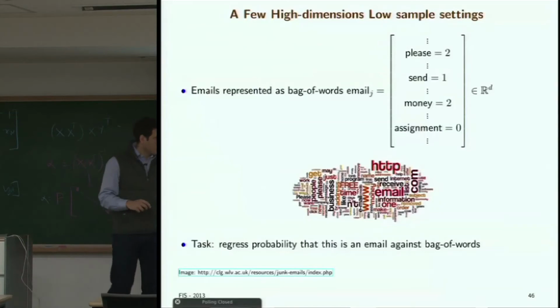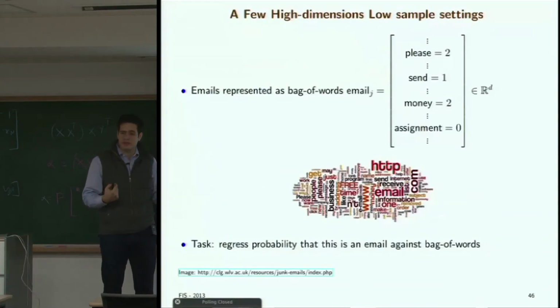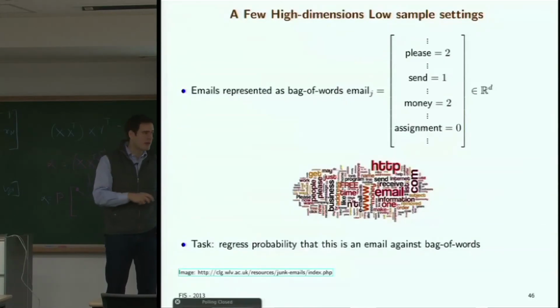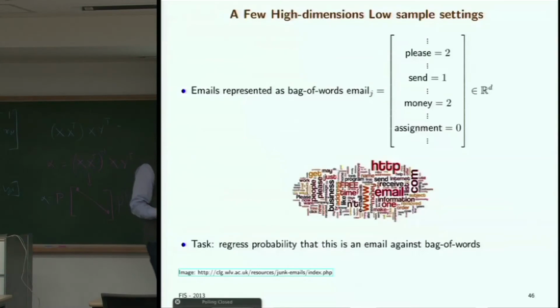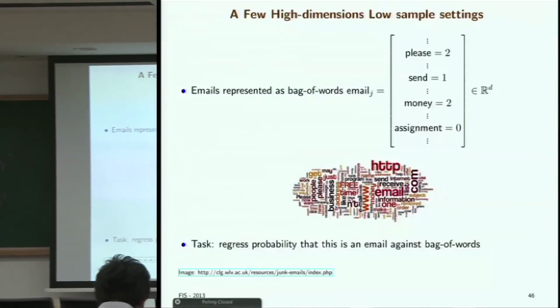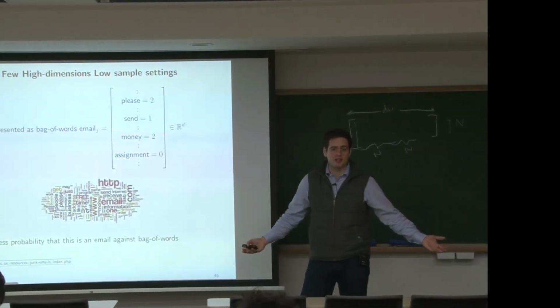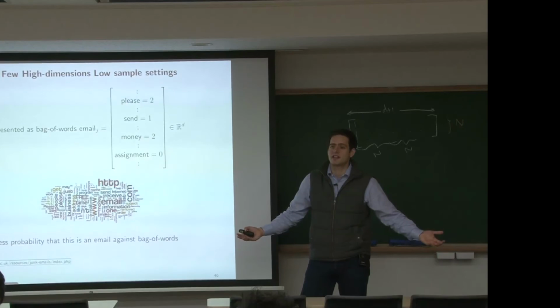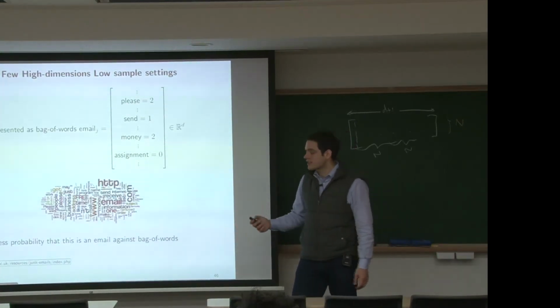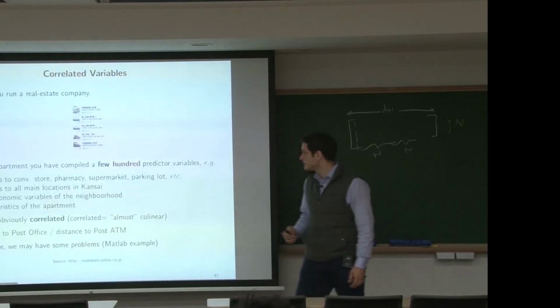Okay? So using that representation, you could try to learn a regression function which will learn the probability that an email is spam based on all of this. But in this case as well, as you can see, the number of variables is huge here, because the number of words which can potentially appear in an email is basically the size of a dictionary. So maybe it's 50,000 words. So here we have another setting where we have a high dimensional problem.